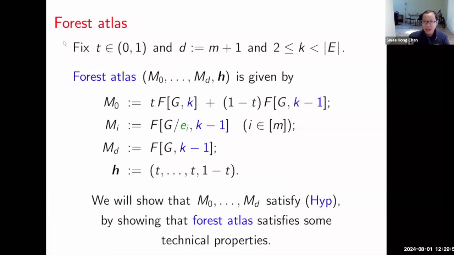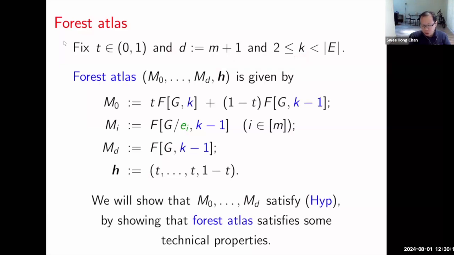And with that, let us now define the atlas. To define the atlas, we need to fix T. T should be strictly between 0 and 1. This is again for technical reasons. D will be equal to n plus 1. Remember that D is the size of the matrix. Remember that the Forest matrix, the size is n plus 1. That's why this D is equal to n plus 1.